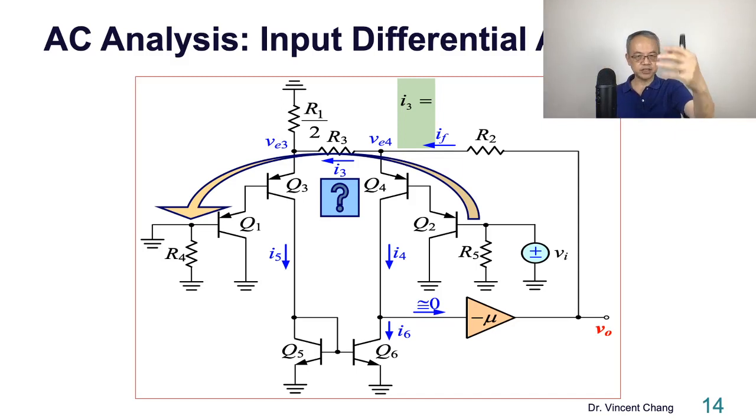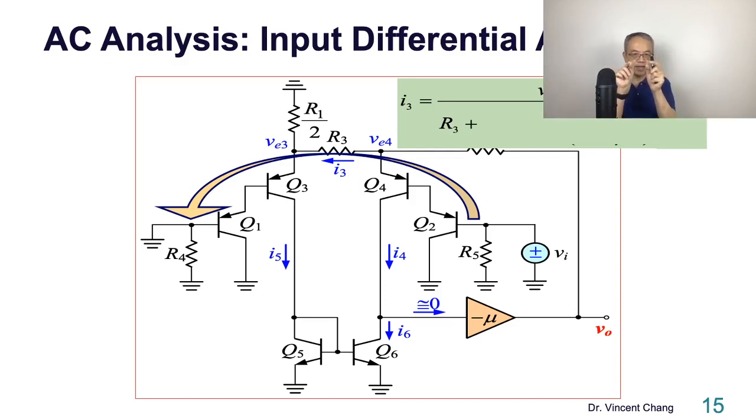So what's the total resistance in the emitter? The external one, R3, and then from the emitter perspective, the internal emitter resistance looking into the emitter. So this is RE4, this is RE3.